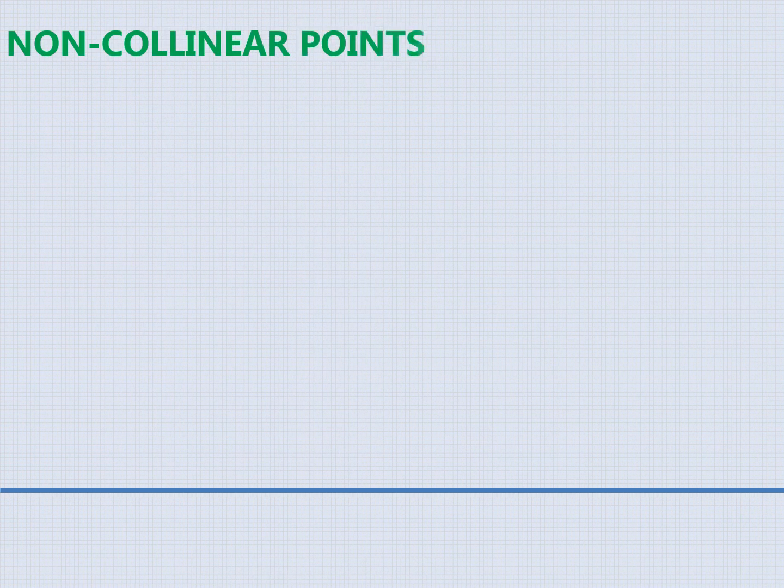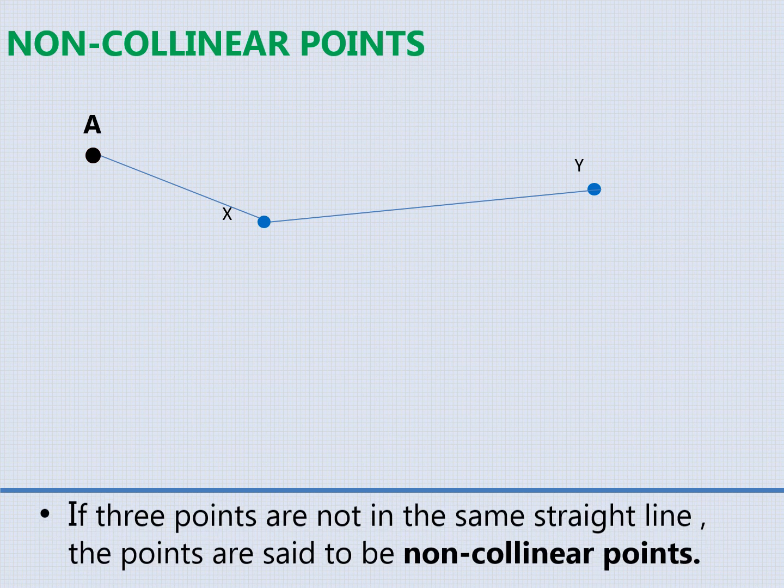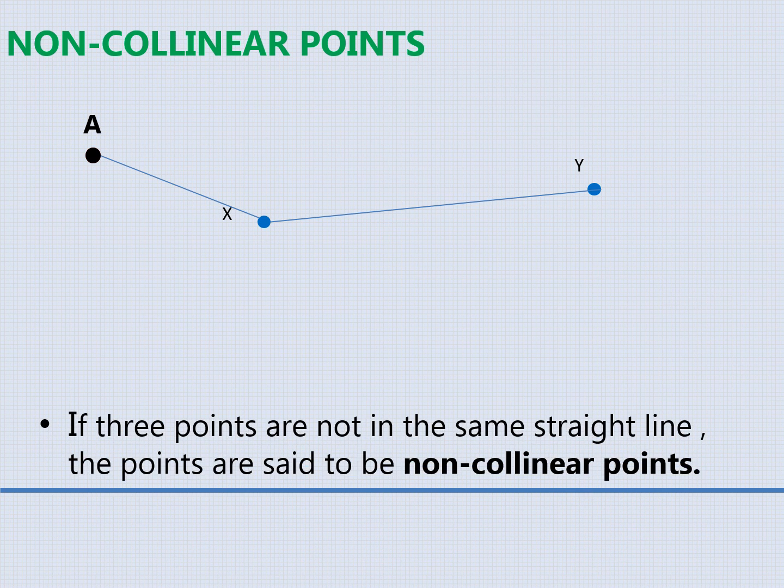Let us consider 3 points A, X and Y and try to join them in a single straight line. Can we do it? No. We can join 2 points in a straight line, but the third point does not lie on this line. So, such points which do not lie in the same straight line are said to be non-collinear points. Thus, we can define that if 3 points are not in the same straight line, then those points are non-collinear points. Here we can see the points A, X and Y are.